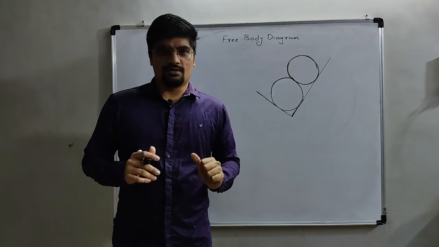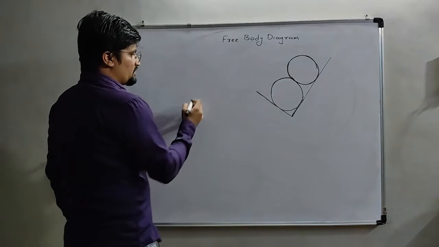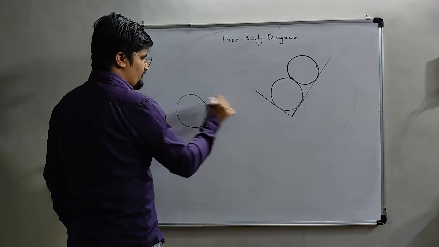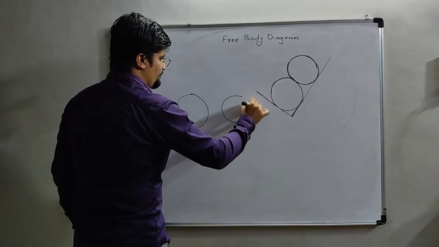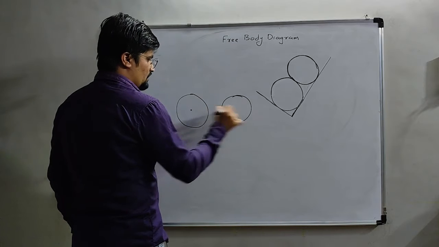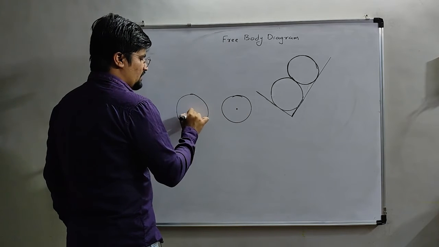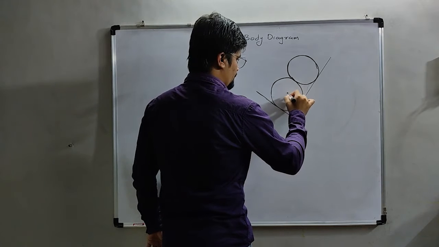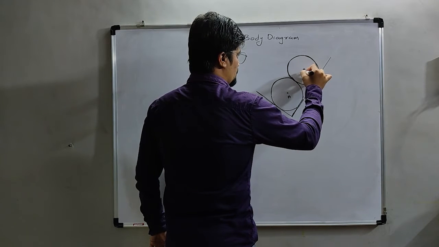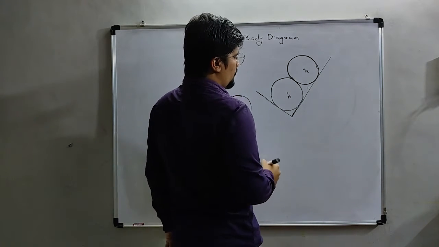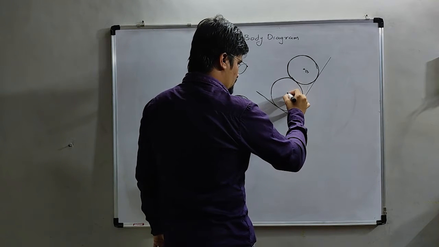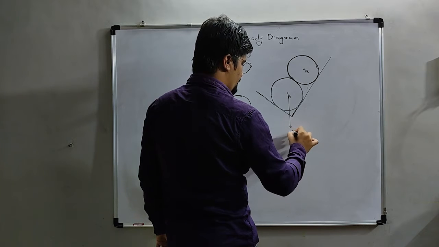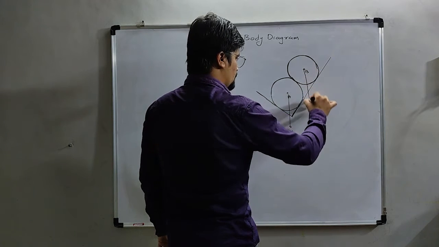Let's make the two circles. Separate this circle. First one is here, second one is here. This is A, this is B, this is A, this is B. So the first reaction that will occur is like this, W1, and this one is W2.